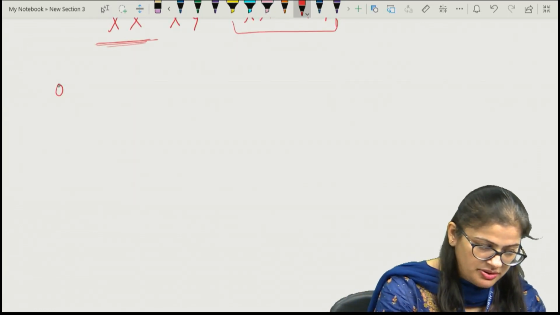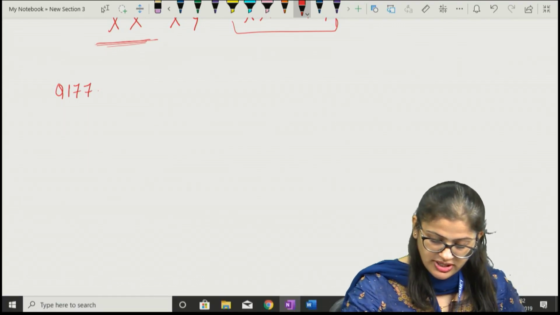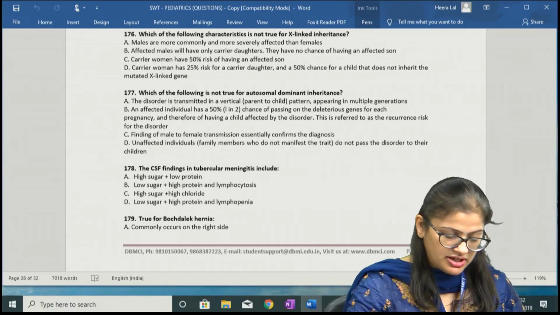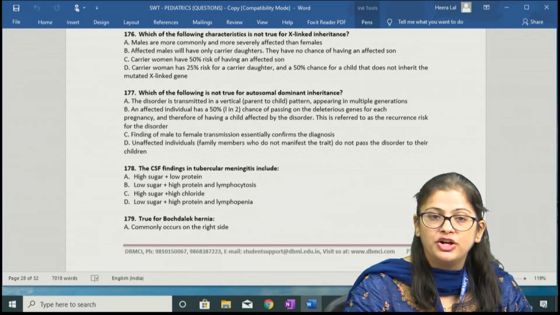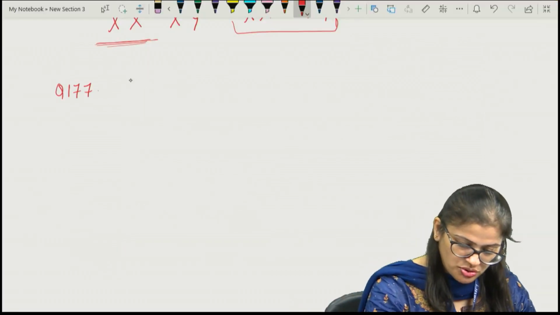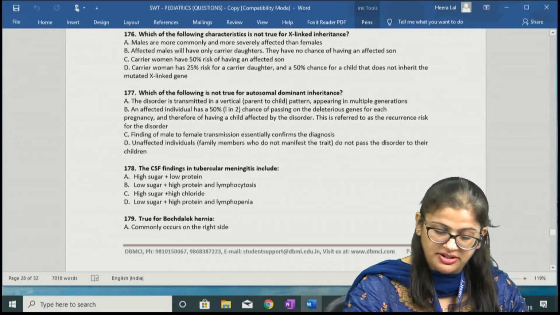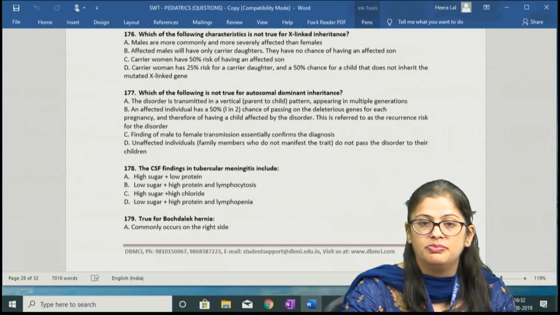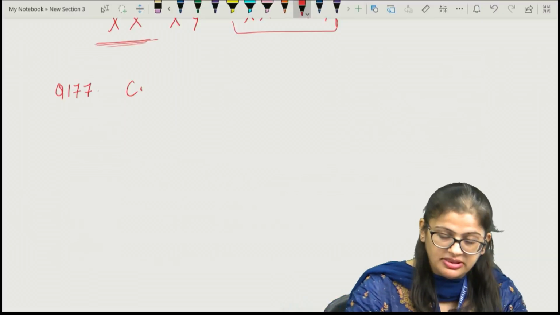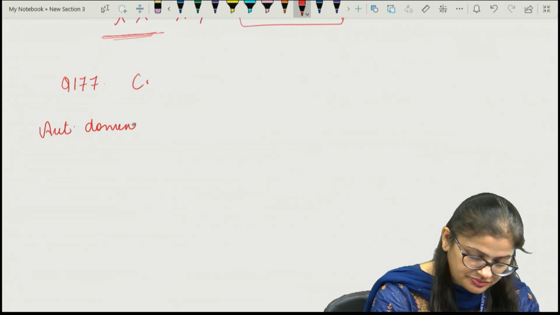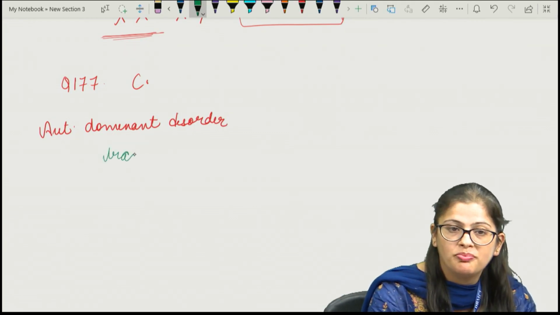So next we come on to question number 177. Question number 177 was, which of the following is not true for autosomal dominant inheritance? And the correct answer is option number C, that is finding of male to female transmission confirms the diagnosis. So in autosomal dominant inheritance, it is a vertical transmission that occurs. There is vertical transmission from the parent to the child, with a pattern in multiple generations. This is one of the characteristics of autosomal dominant disorder. So the transmission is vertical from parent to child.